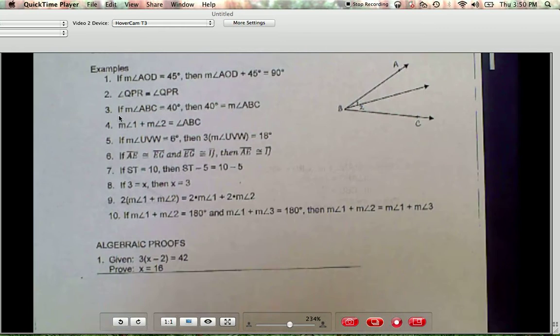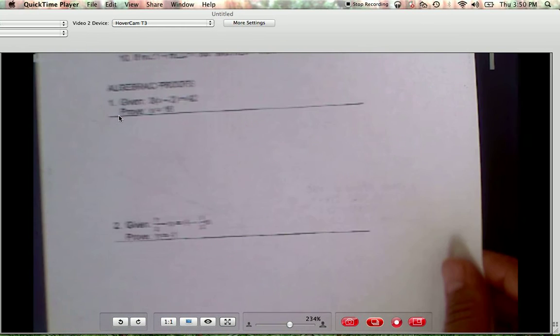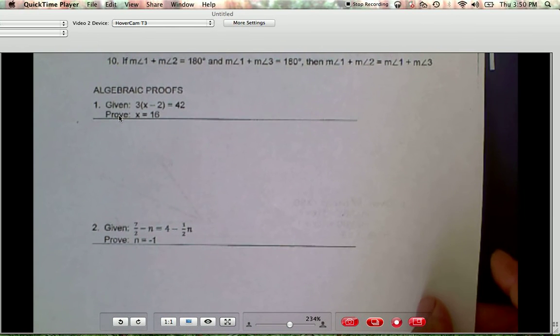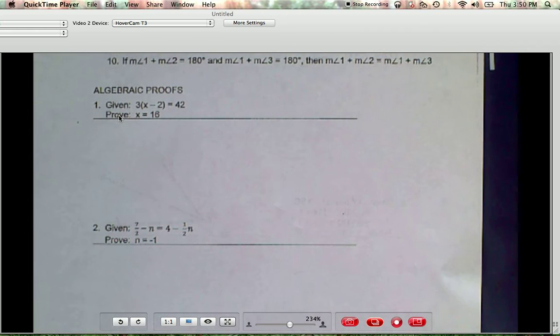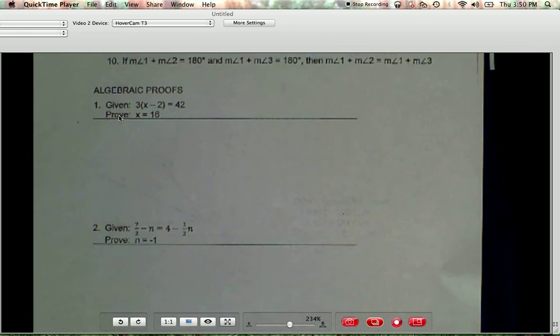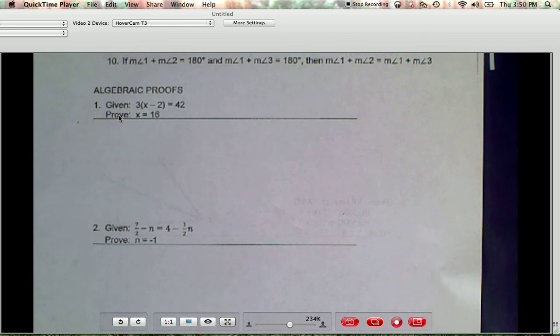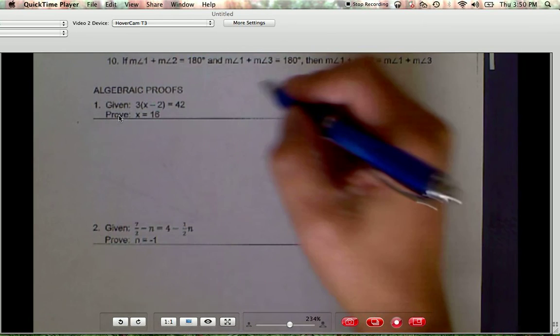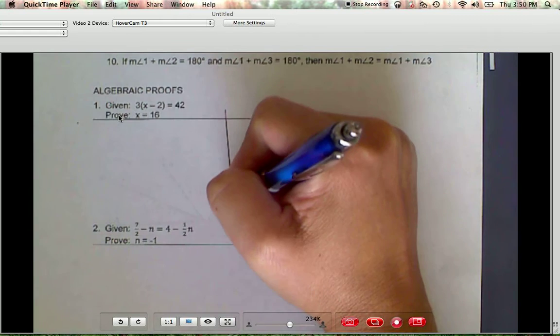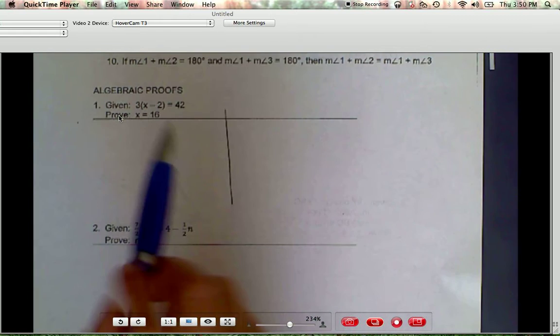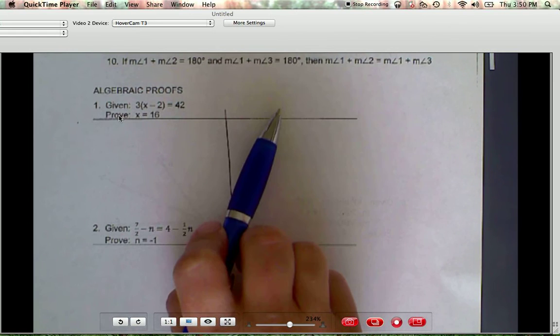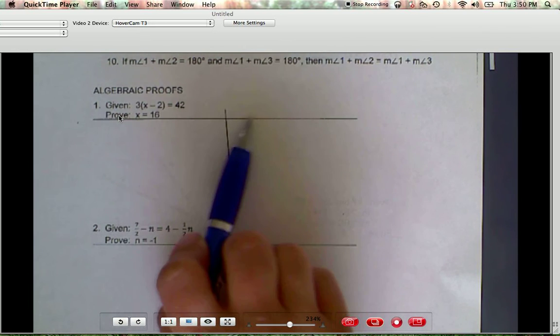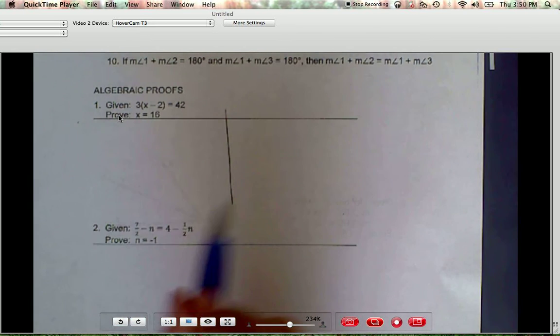So moving on to the algebraic proofs, we're going to start applying all those properties as we work through these algebraic proofs, using something we're familiar with, solving equations, and just adding that right side to justify each of the steps. So let's go ahead and put another line here to make our table. This is where your statements go. This is where your reasons go, but you don't need to write statements and reasons above them. That was just to show you.